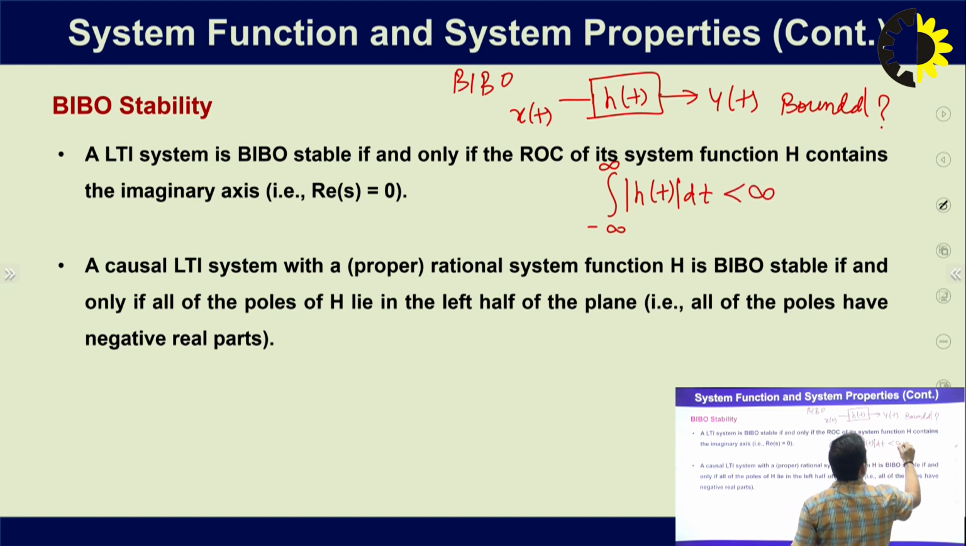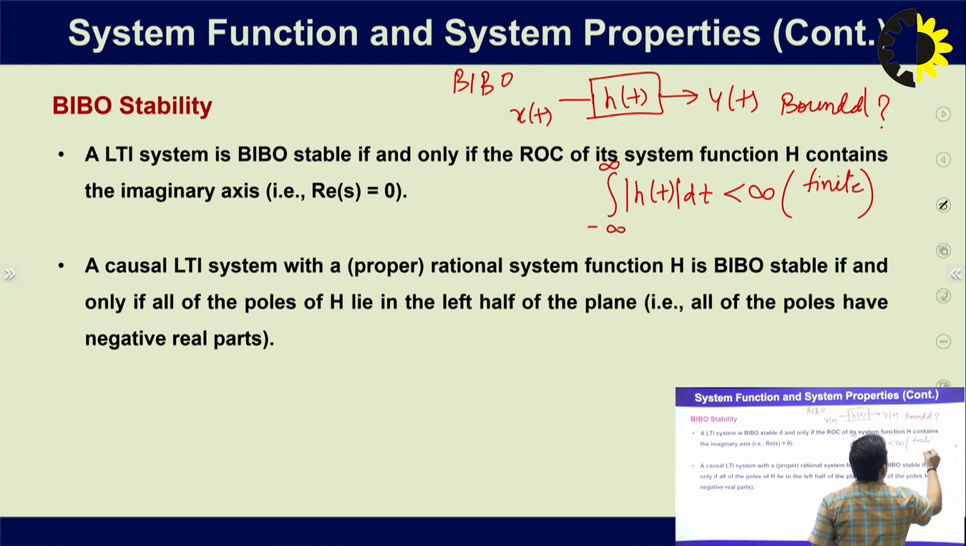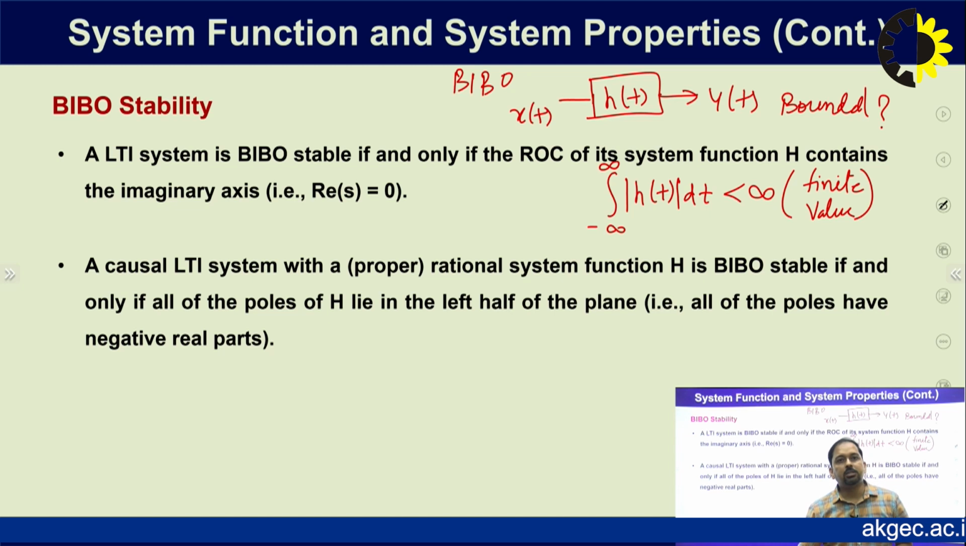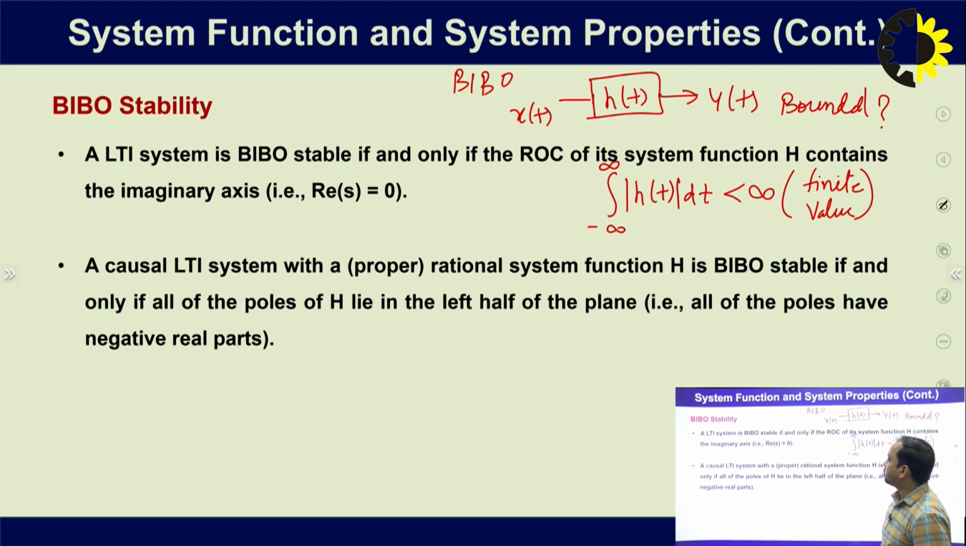Absolutely integrable means some finite value. So if h(t) is absolutely integrable, that means we have some finite value, and definitely the system converges. If the system converges, then definitely the system is a stable system. So this is the first way in the time domain that we can see that the system is stable.